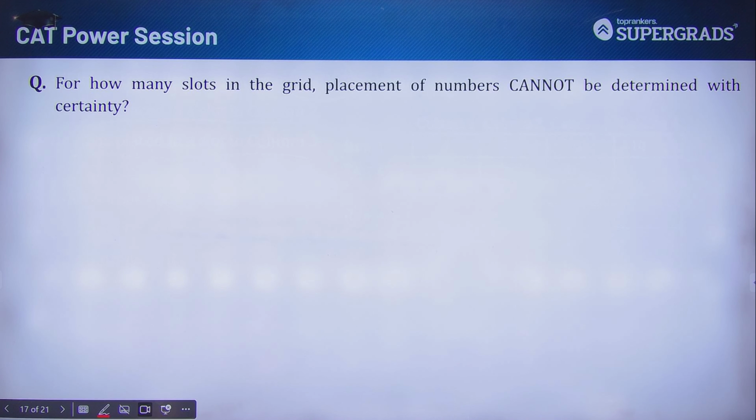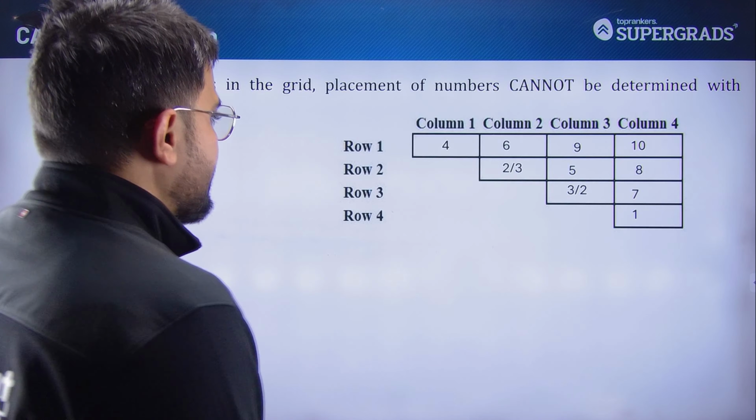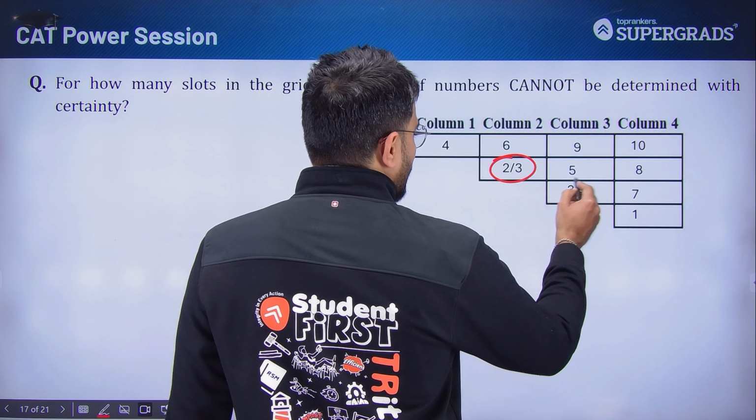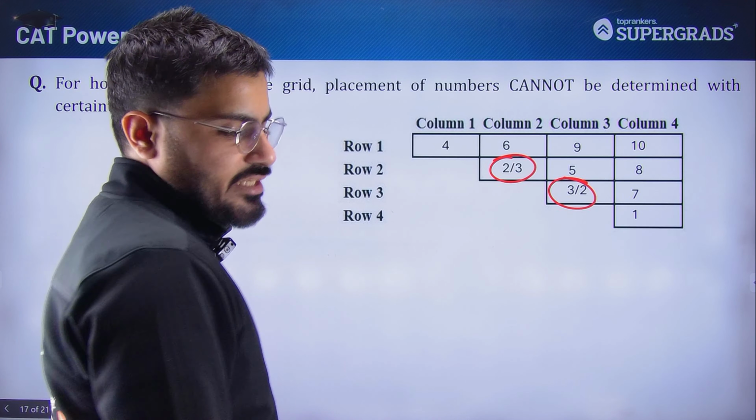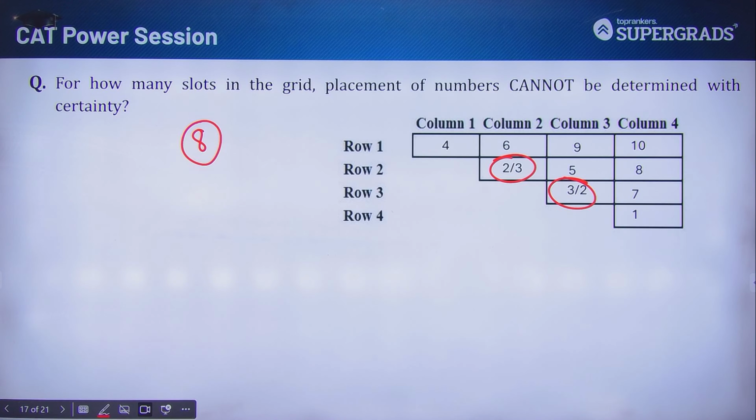For how many slots in the grid can the placement of numbers not be determined with certainty? So how many places? 2 and 3. These two places are not assigned. So 8 places are assigned. Answer is 8. 8 places in the grid are assigned uniquely.